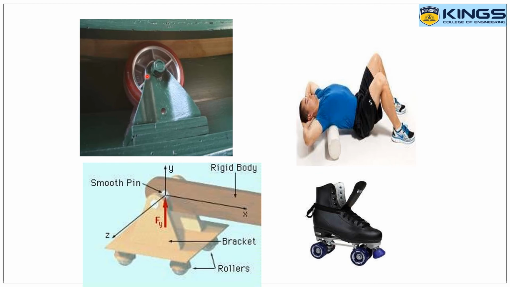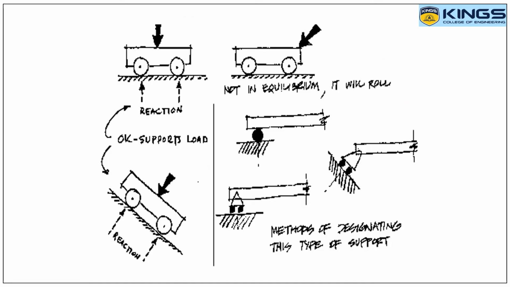This is also another example of this roller support. This is an example for doing exercise, and this example is also well known that it is used in sports. So these are all the possible methods of designing the type of support, which is roller support. So by these models we are able to design the roller support.